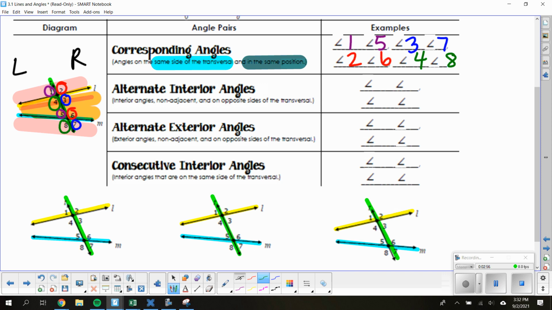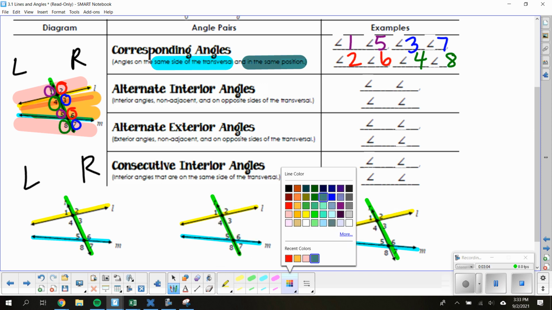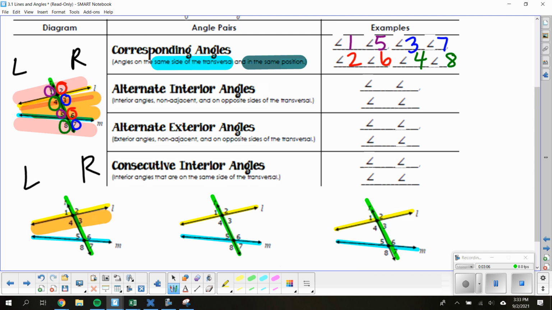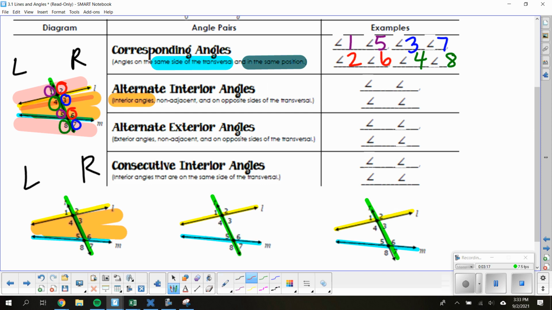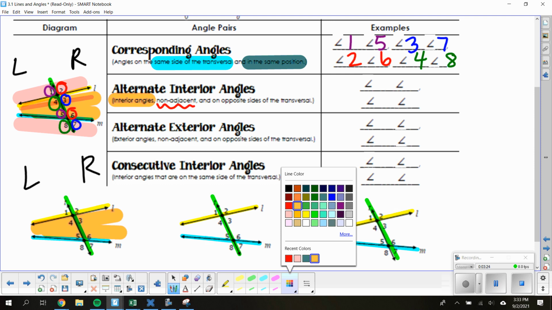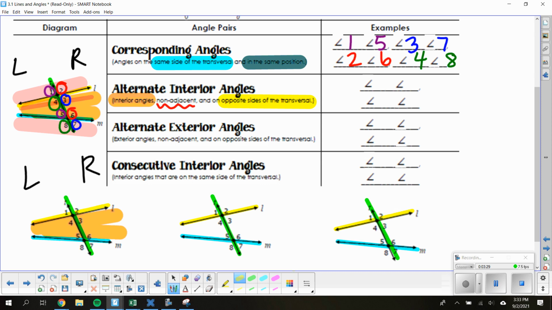All right? Alternate interior angles are going to be angles that are on the inside. So again, I showed you the inside on the figure above. So that would be in between your two lines, and they're on the interior. They are non-adjacent, which we know what that means from before. That means they are not touching. And they are on opposite sides of the transversal. So they cannot both come from the left, and they cannot both come from the right. They need to be split.